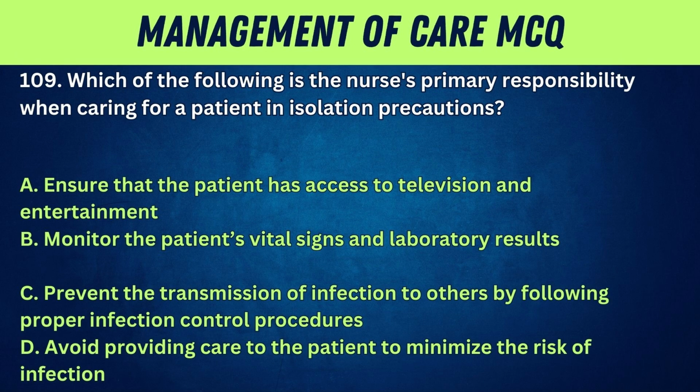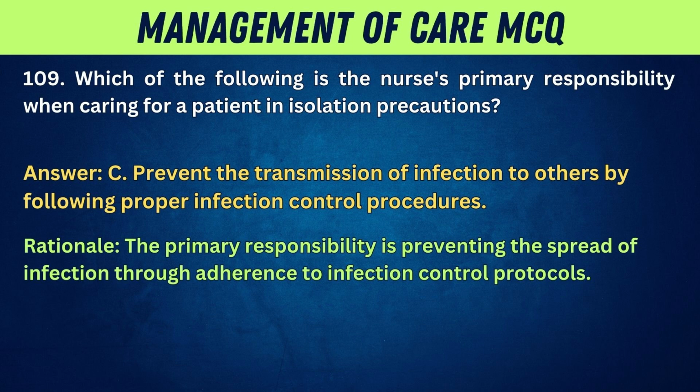109. Which of the following is the nurse's primary responsibility when caring for a patient in isolation precautions? A. Ensure that the patient has access to television and entertainment. B. Monitor the patient's vital signs and laboratory results. C. Prevent the transmission of infection to others by following proper infection control procedures. D. Avoid providing care to the patient to minimize the risk of infection. Answer: C. Prevent the transmission of infection to others by following proper infection control procedures. Rationale: the primary responsibility is preventing the spread of infection through adherence to infection control protocols.